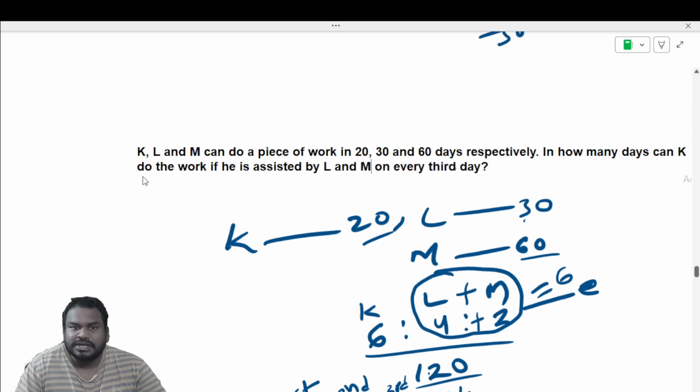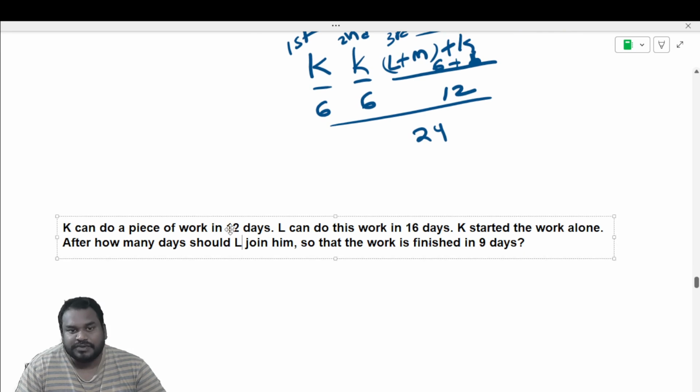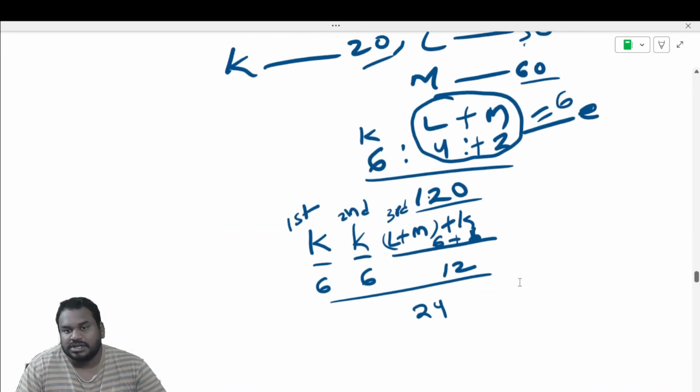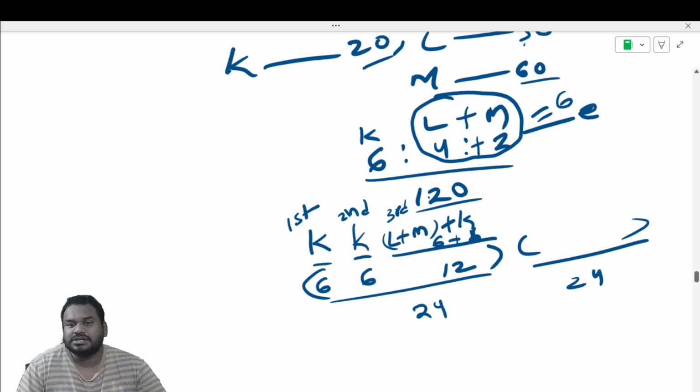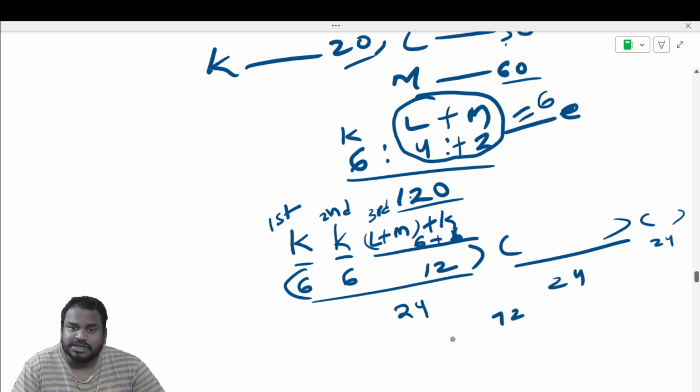So on every third day, in how many days can K do the work? 24 is done for the first 3 days. Similarly, for the next 3 days again the same thing will come, 24. After 6 days, again the next 3 days same thing, again 24 parts of work. How much is completed till here? 72. 72 is completed till here.